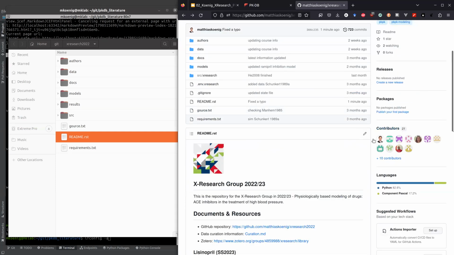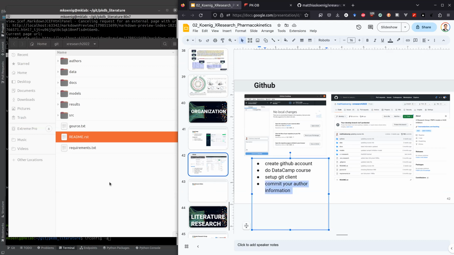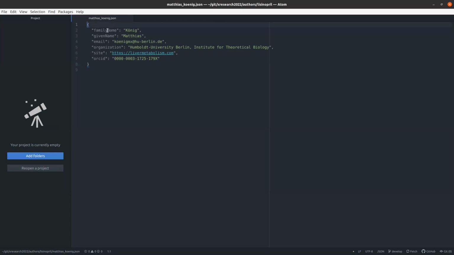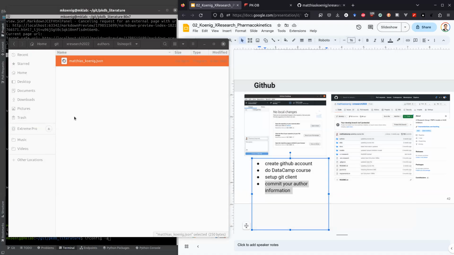Exactly. In the end, you need access to this, and you should get GitHub Desktop running locally, do this course, and figure out what GitHub is all about, and commit your author information. You would go to this author folder, create a file with your own name, and put the information in there. It's not much information: your name, your university, and you should probably get an ORCID, which is an ID so that the things you contribute to the research field can be uniquely linked to you as an author. You would create one such file for yourself and commit it very similarly. Just give it a try. If it's not working, ask questions or give me feedback.